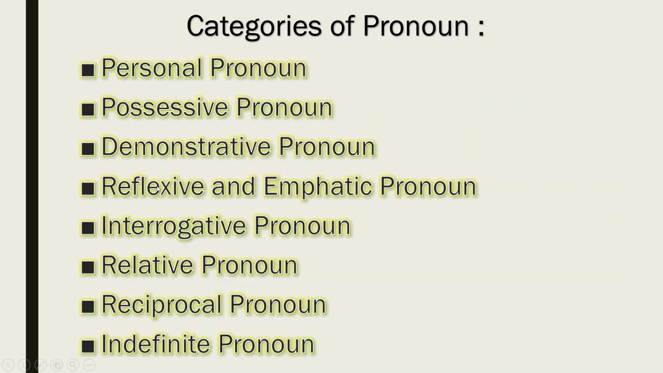Okay, how many categories of pronoun are there? There are eight types of pronouns. First one is personal pronoun. The second is possessive pronoun. Third is demonstrative pronoun, then reflexive and emphatic pronoun, interrogative pronoun, relative pronoun, reciprocal, and indefinite pronoun. There are 8 categories of pronoun. The first one we will understand will be personal pronoun.